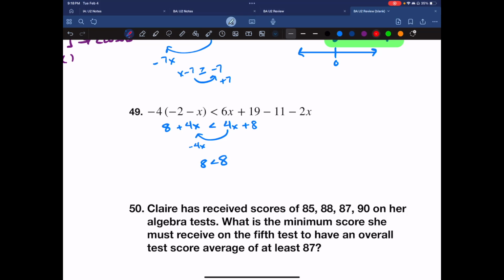Again, ask yourself, is this a true statement? Is 8 less than 8? Now, because of the inequalities and how they are, if this said less than or equal to, you could make an argument that it's a true statement because 8 is less than or equal to 8. And the equal to would take care of that. Because it's only less than, 8 is not less than 8. So this would be an example of no solution, which again, you can write 0 with a line through it or spell it out.